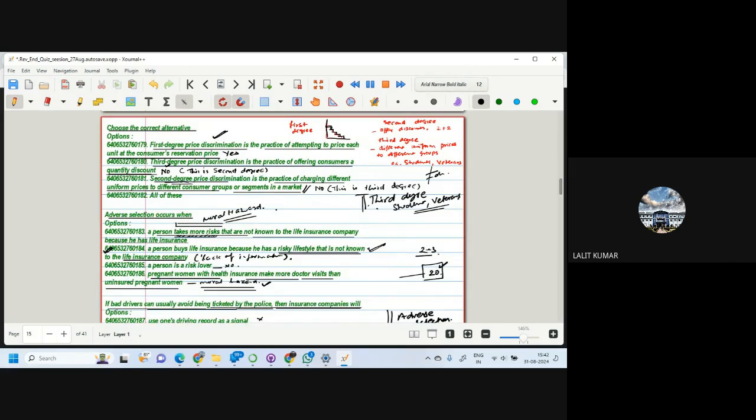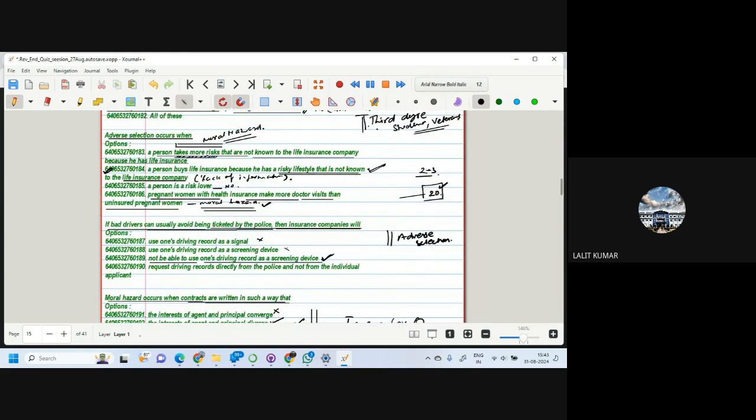Then some questions on price discrimination. First degree is where the supplier is able to sell at all the prices. Third degree price discrimination is the practice of offering consumers a quantity discount. No, that is the second degree. In the second degree, he offers discounts or packages. Third degree means the practice of charging different uniform prices to different consumer groups or segments in the market, for example discounts to students, veterans, and so on. So these two are opposite.